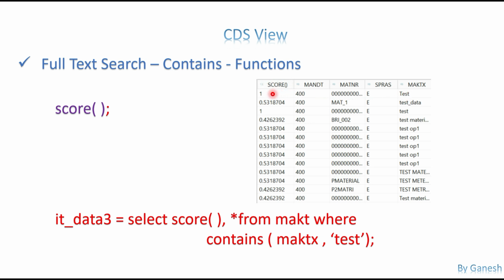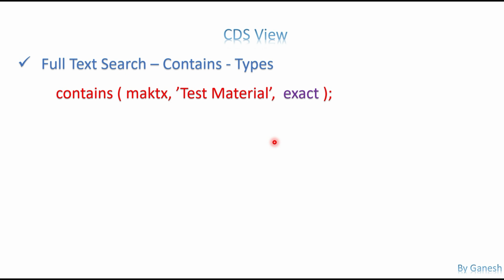So 1 is the maximum score, so it's matched 100%. And these are the percentages of how much the input value is matching with your table fields or table columns. So there is 0.531 and this is 1, and this is test material, so it's 0.42. So the score is calculated based on the values. And there's one more function called highlighted, but I tried and I'm getting some issues now. Probably I'll figure out the best example for highlighted, and I'll definitely show you once I find it.